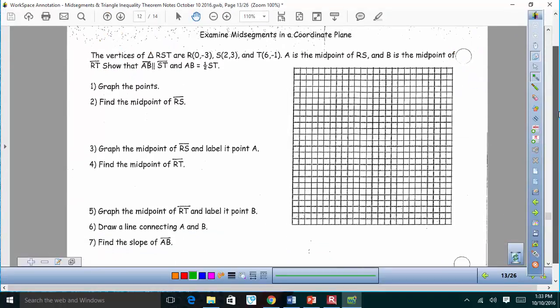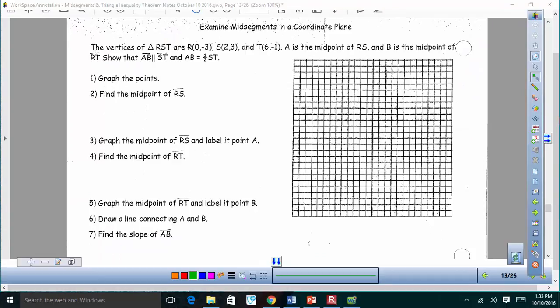Okay. Let's flip to the back. Now, we've been talking about the coordinate plane, and we're going to talk about how to find a mid-segment in the coordinate plane. So the first thing that they asked me to do is to graph the points. So I'm going to graph R, which is 0, negative 3. So I'm going to go down 1, 2, 3, put a point. I'm going to label that R.